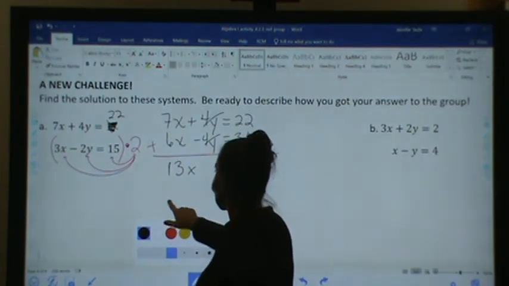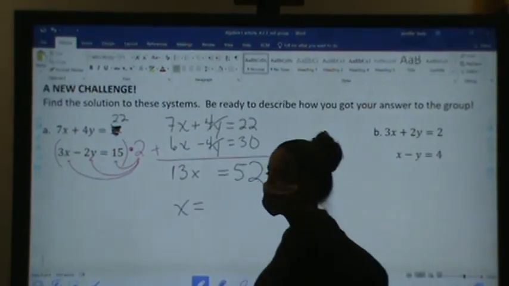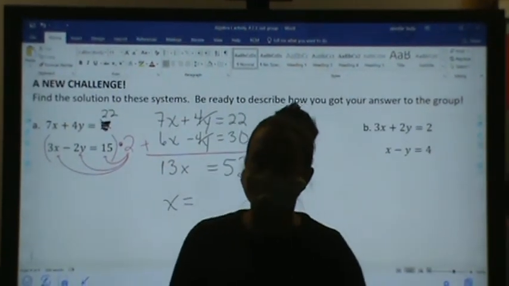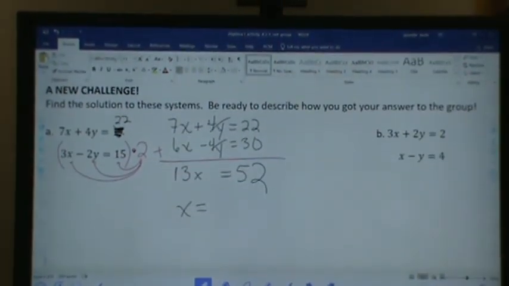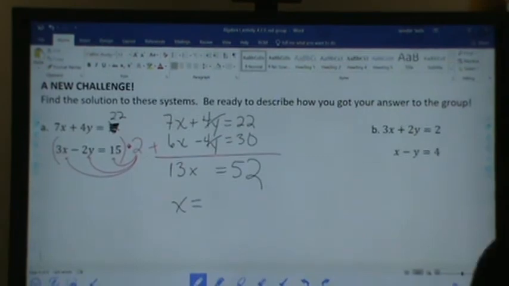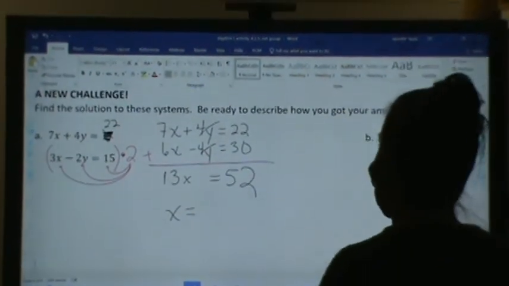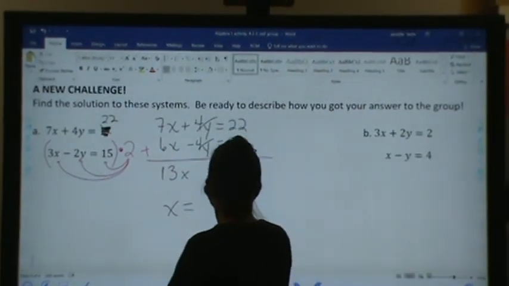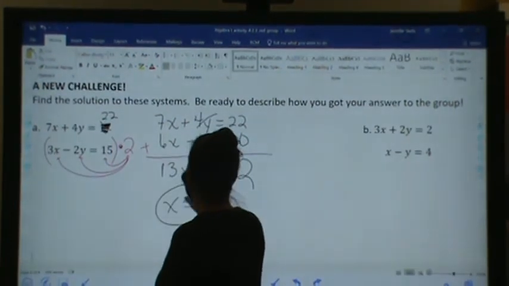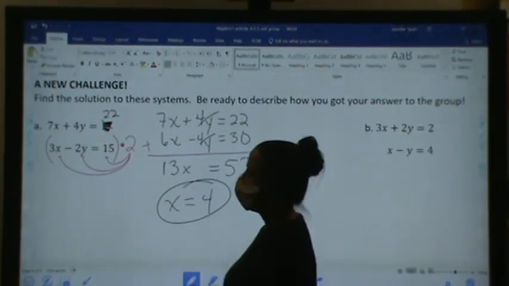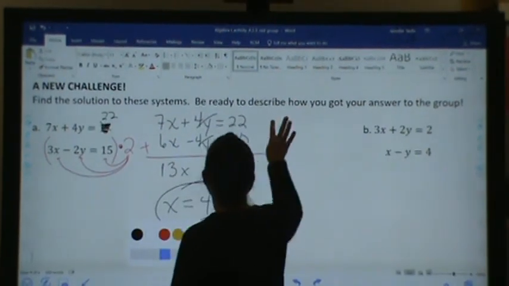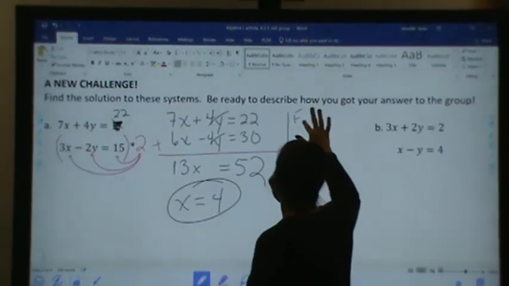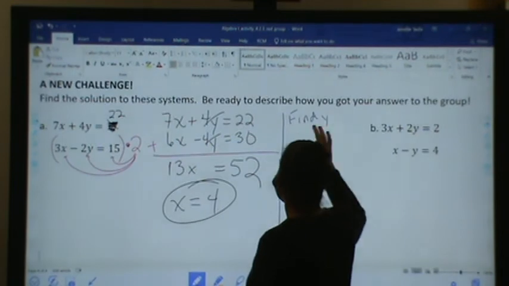So now, think about what's 52 divided by 13. You should get a nice number. Avery, what did you get when you took 52 divided by 13? 4. Okay. So you get x equal to 4. Ugh, but now I have to go back and find out my y. It's the hardest part with elimination. So I'm going to find y.